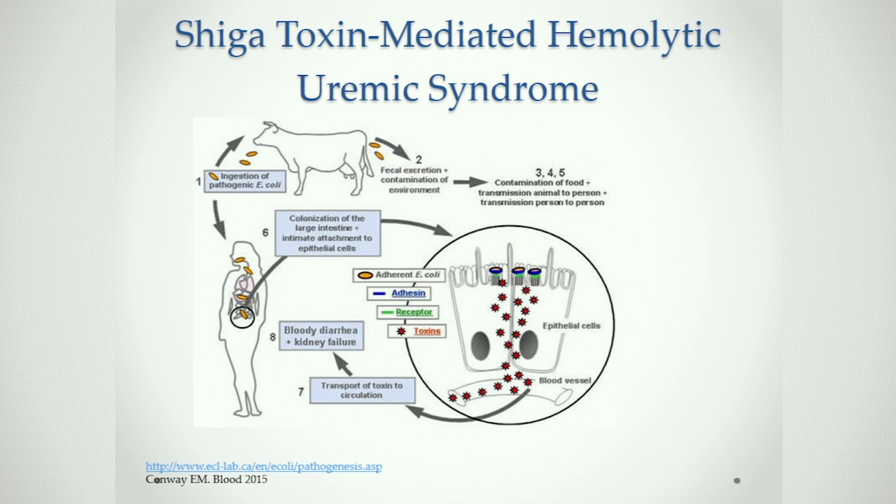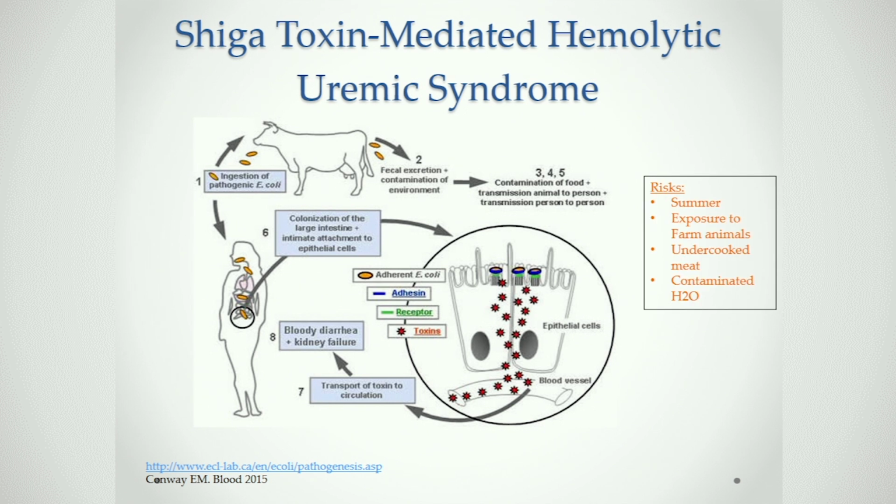I'm not an expert in this, but having read about and worked with my great ID docs here, they have taught me that the most common situation that we can see is E. coli associated exposures, most often in the summer, maybe with farm animals directly or undercooked meat, and finally in an underdeveloped setting, maybe contaminated water. Regardless, it leads to a situation where ingestion of that bacteria leads to colonization of the large intestine, which then leads to toxin release, and finally bloody diarrhea and kidney failure. All of that typically within approximately a 5 to 7 day window of time.